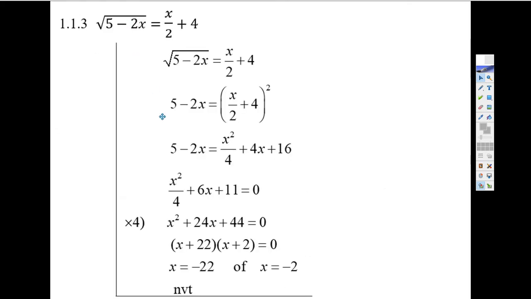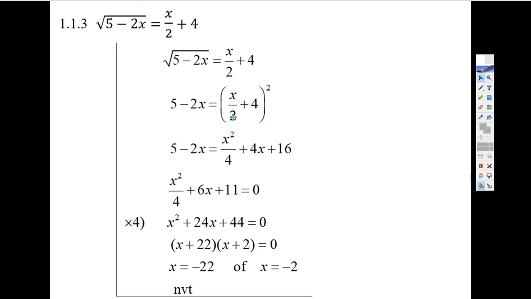Okay, let's just do one more here. You're supposed to solve for x here. This is a surd equation. If this square root isn't by itself, you have to put it by itself. Now you get a mark just for squaring both sides.